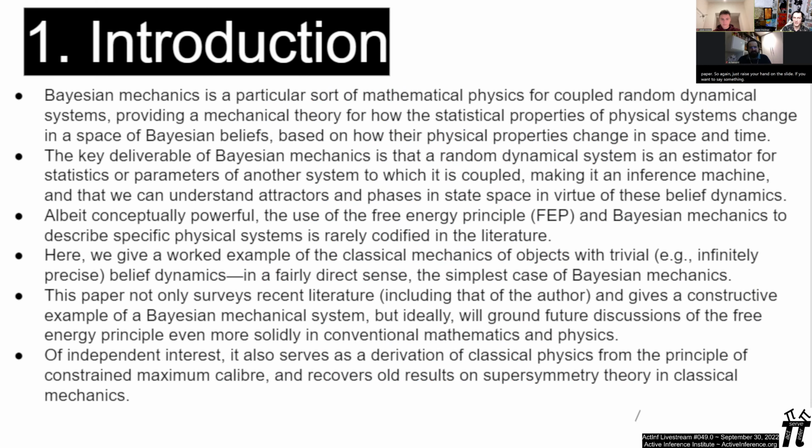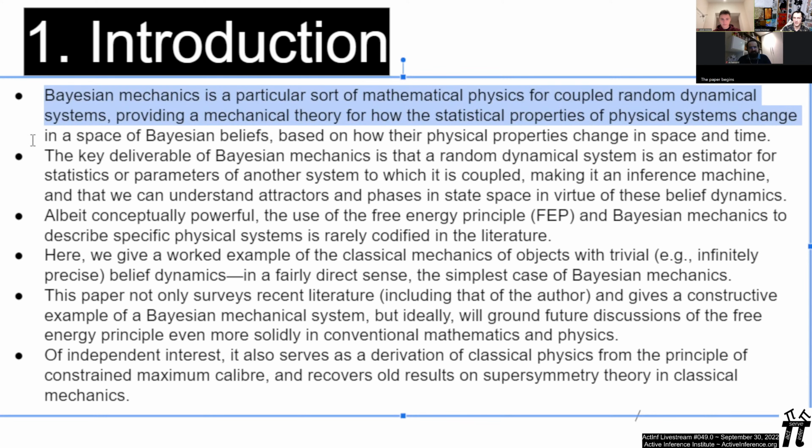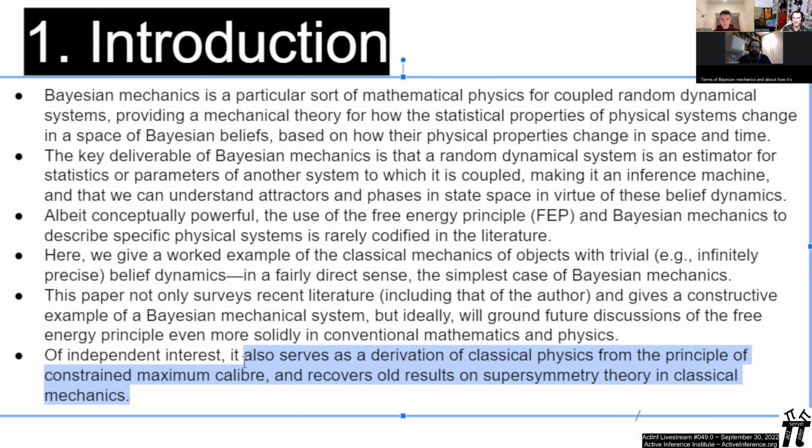The paper begins with a formalization or a scoping of the formalizations that will come in terms of Bayesian mechanics, and about how it's going to connect to derivations of classical physics, constrained maximum entropy or constrained maximum caliber, as well as supersymmetry theory in classical mechanics.